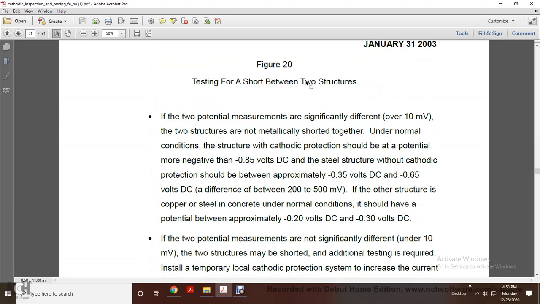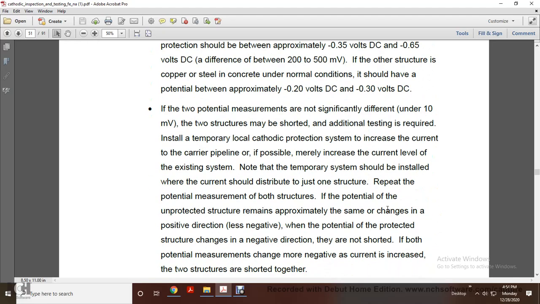If the two potential measurements differ by about 10 millivolts, the two structures are metallically shorted together. Under normal conditions, the structure with cathodic protection should be more negative than negative 0.85 volt DC. A steel structure without cathodic protection should be approximately negative 0.35 to negative 0.65 volt, a difference of 200 to 500 millivolts from the other structure. Copper or steel in concrete under normal conditions should have a potential between negative 0.2 and negative 0.3 volt DC.